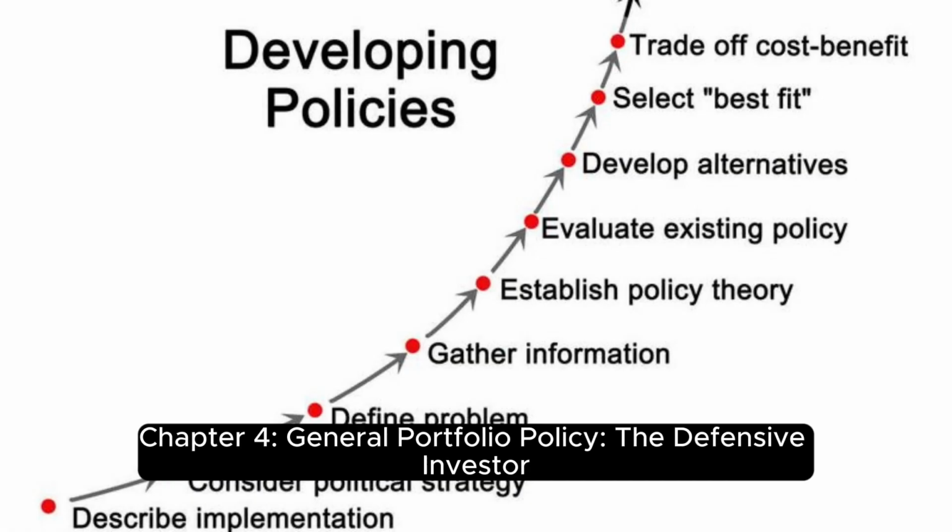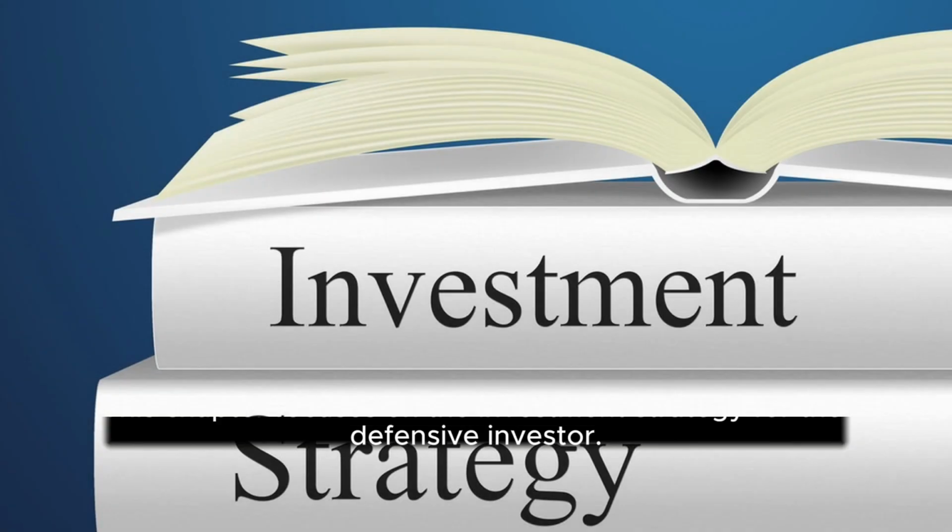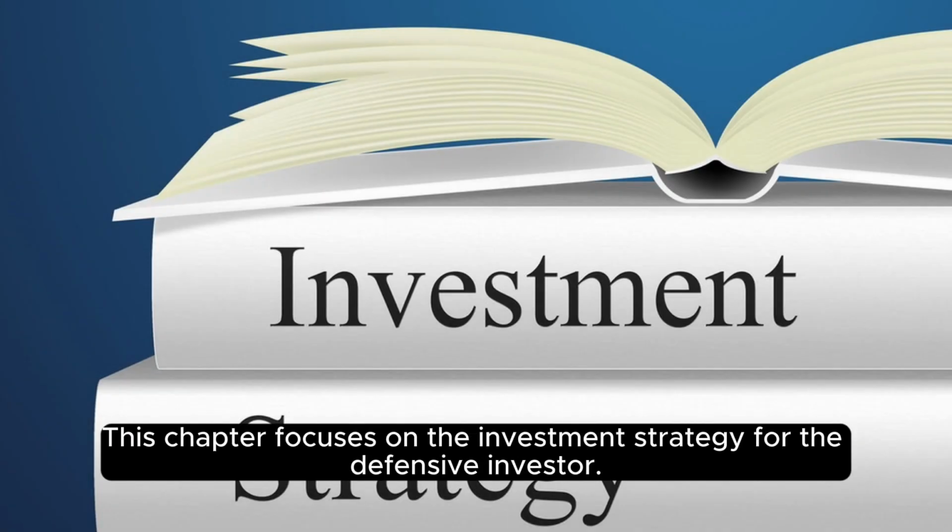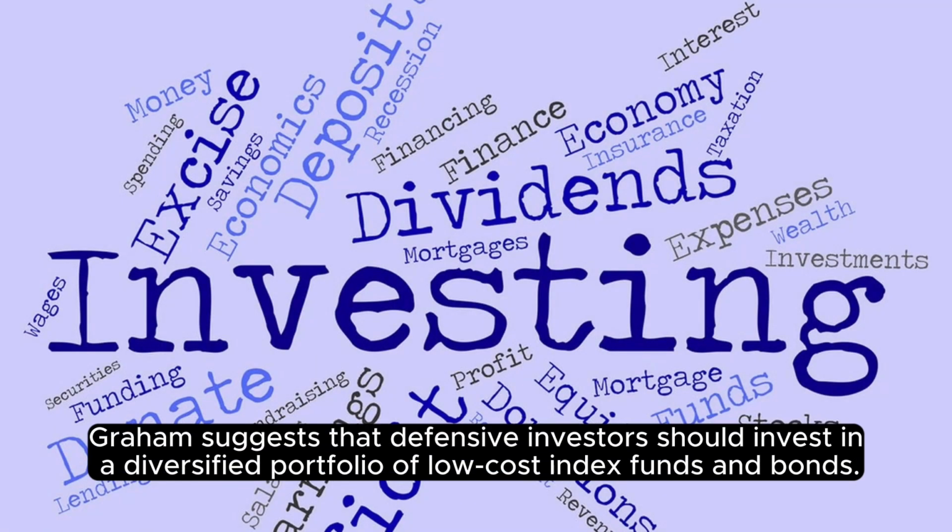Chapter 4: General Portfolio Policy, the Defensive Investor. This chapter focuses on the investment strategy for the defensive investor. Graham suggests that defensive investors should invest in a diversified portfolio of low-cost index funds and bonds.